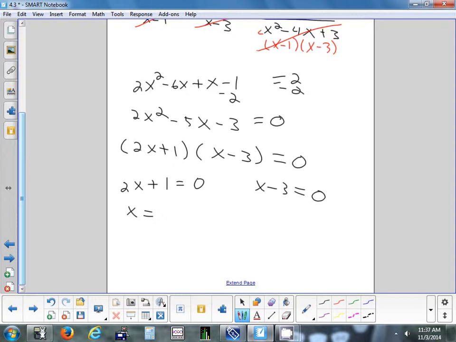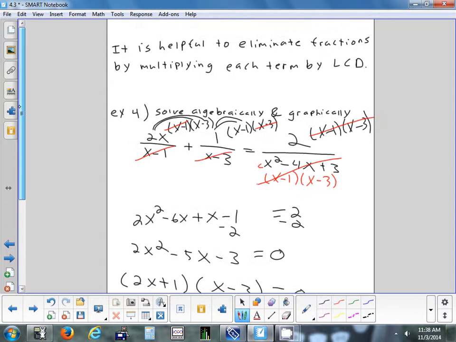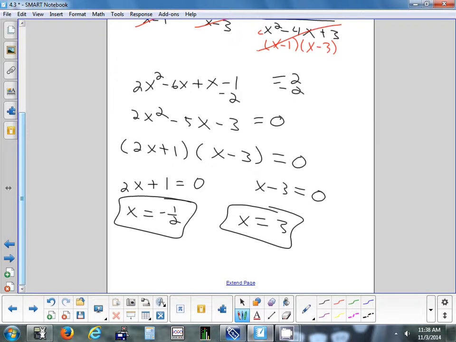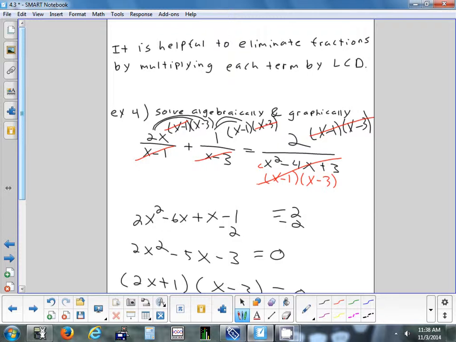So let's solve them. We get negative a half and 3. Now remember, this isn't a real life problem. This was just an equation I made up. So negatives are okay, but we do have to check that they work. Let's go back up and see what happens when we plug them in. Let's check 3 first.